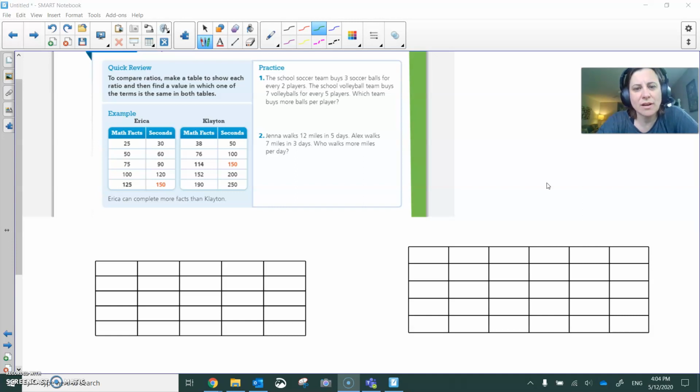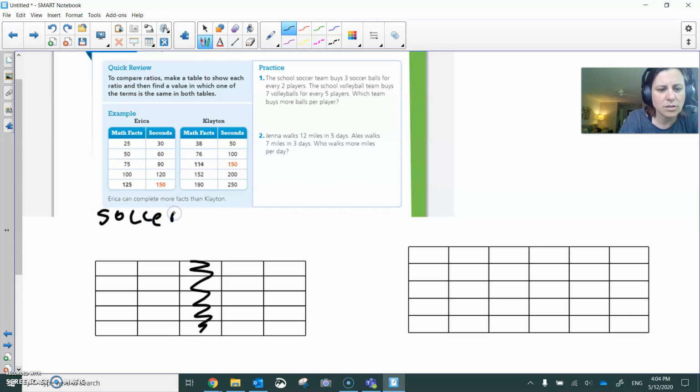So for the first one, we'll talk about the soccer team and the volleyball team. The school soccer team buys 3 soccer balls for every 2 players. So I'm going to start off by doing this as a vertical table. So 3 soccer balls for every 2 players. So let's put the players, so this is soccer. So we'll do the players here and the balls there.